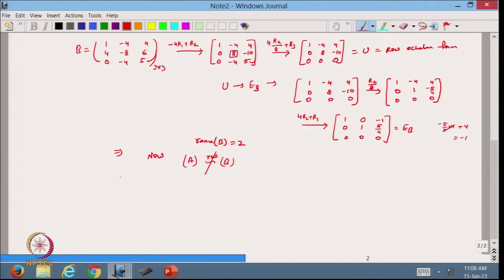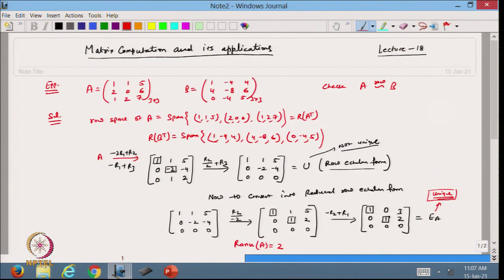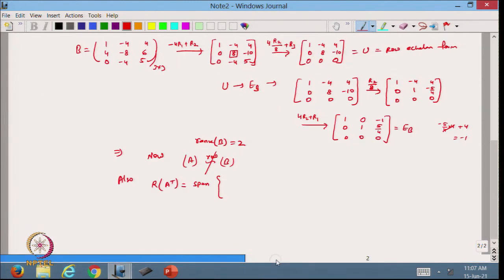Also, the range space of A transpose is spanned by, so in the corresponding A I have 1 and 2. So, first or second row I can take. So, I just take span of 1 1 5 and 2 0 6.